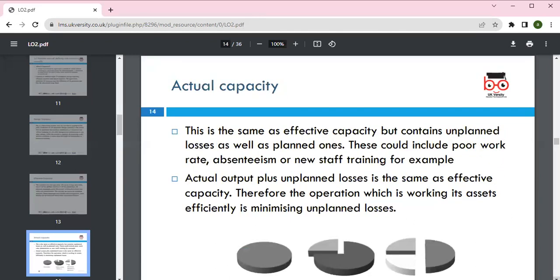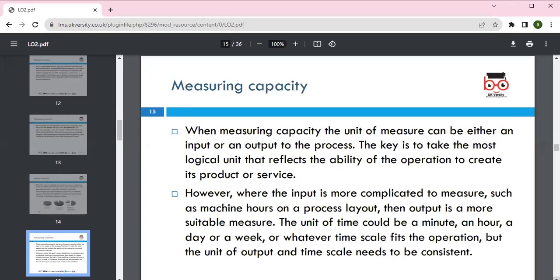Okay, actual capacity is the same as effective capacity, but contains the unplanned losses as well as the planned ones, and could include poor work rate, absentees, or new staff training. For example, actual output plus the unplanned losses is the same as the effective capacity. Therefore, an operation is working its assets efficiently when it minimizes the losses. Measuring the capacity: when you measure the capacity of a unit, the measure can be either input or output.